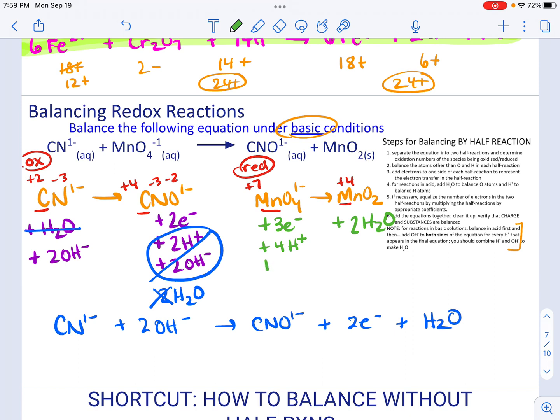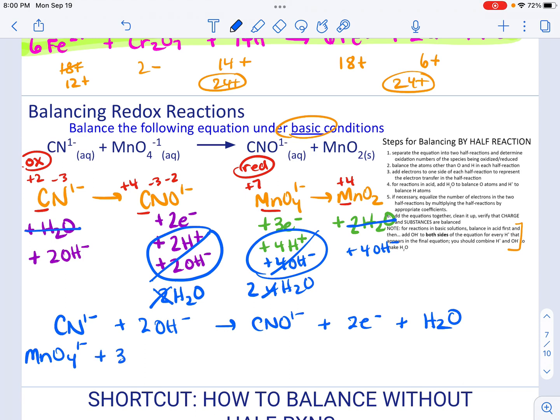I need to now make it basic. So I'm going to come back in, I'll do it in blue again, and add 4 hydroxide to each side. This makes 4 water on the left. I have 2 water on the right, so I'm going to cancel that out and make it 2 water on the left, and now I'm going to rewrite it. So MnO4 1 minus plus 3 electrons plus 2 waters yields MnO2 plus 4 OH minus.